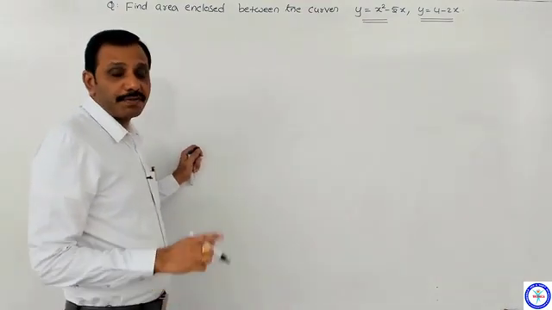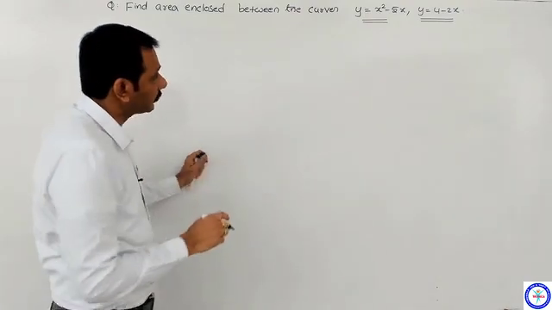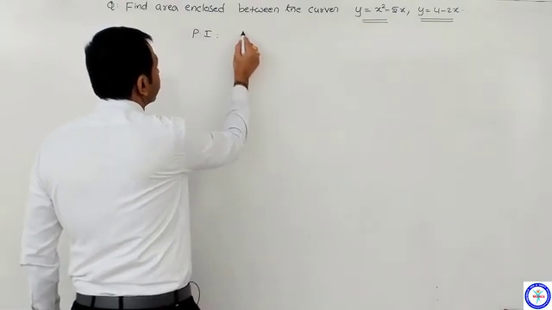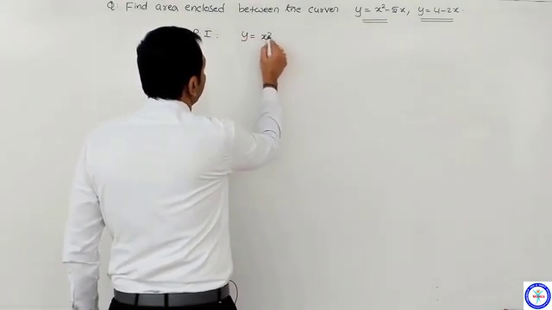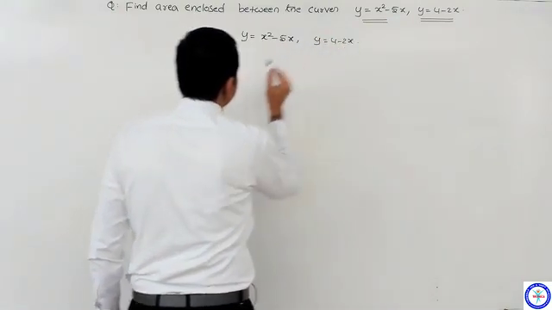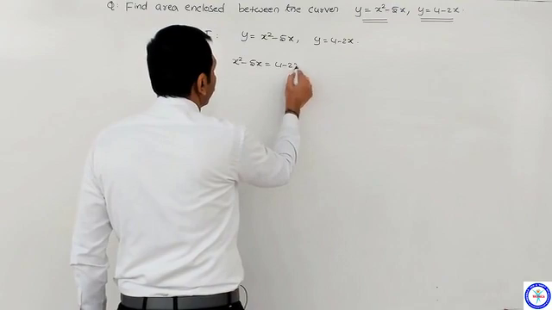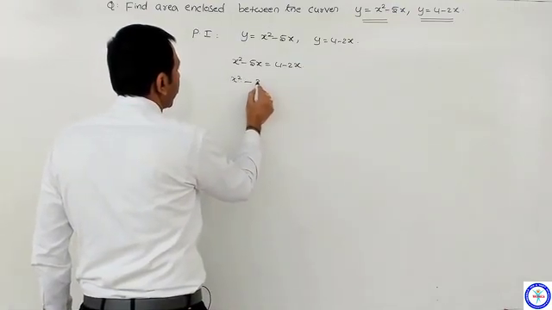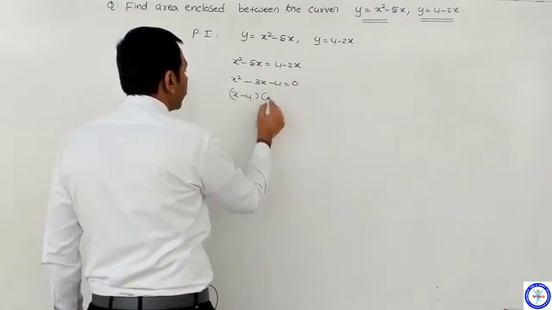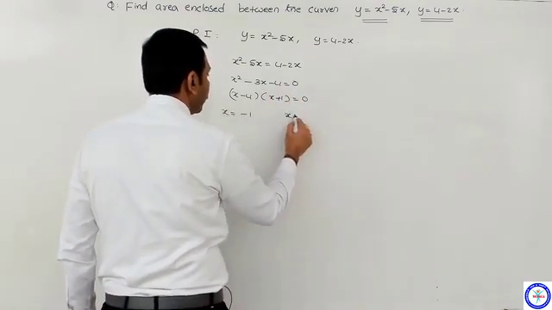Area between the curves means first you find the point of intersection of those two curves. For points of intersection, the parabola is y equal to x square minus 5x and the line is y equal to 4 minus 2x. Solving these two, x square minus 5x equal to 4 minus 2x, x square minus 3x minus 4 equal to 0, (x minus 4)(x plus 1) equal to 0, x equal to minus 1, x equal to 4.